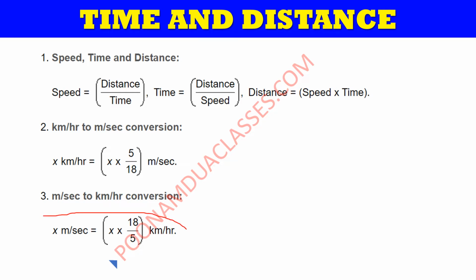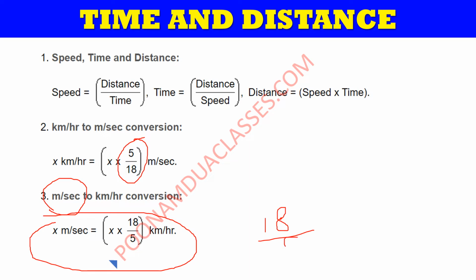And the reverse is the formula to convert meter per second into kilometer per hour. We will multiply by the reciprocal of 5/18, of course. It will be multiplied by 18/5 if we want to convert meter per second speed into kilometer per hour speed.